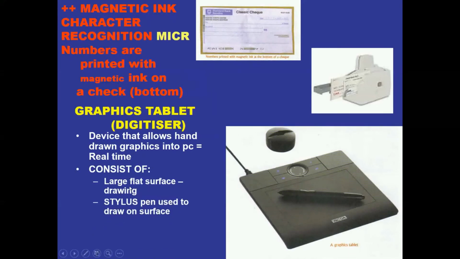It consists of a large surface used for drawing, and the stylus pen is used to draw on that surface. So this one is called a stylus. Pause your video, write down these notes, because the notes I put on the slides that I discuss with you can serve as very valuable summaries. You can see that I've shortened them for you.